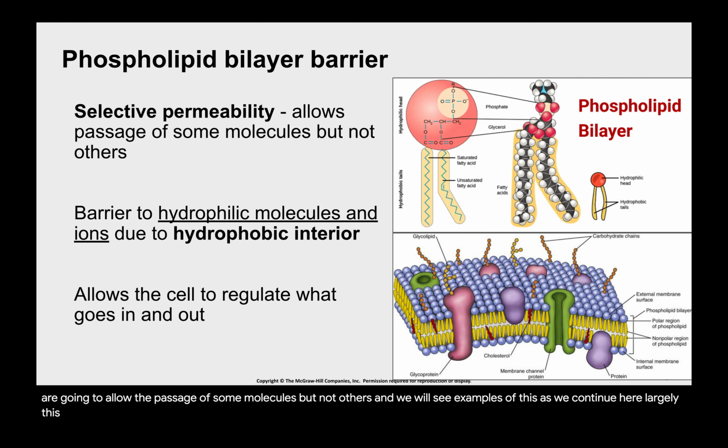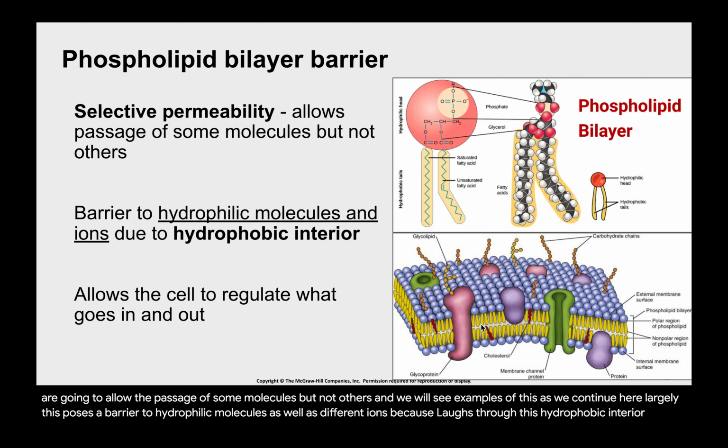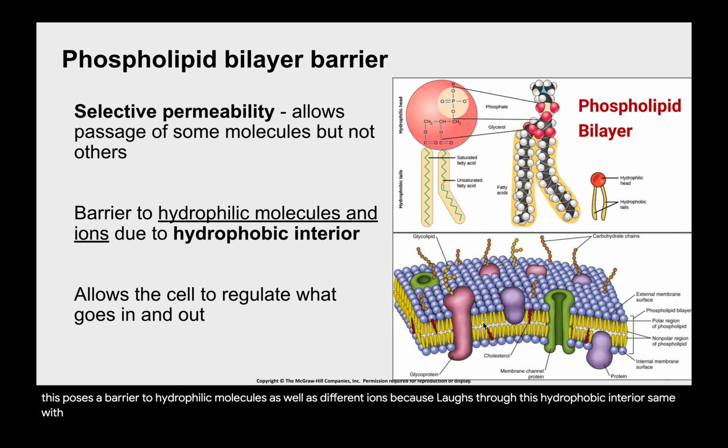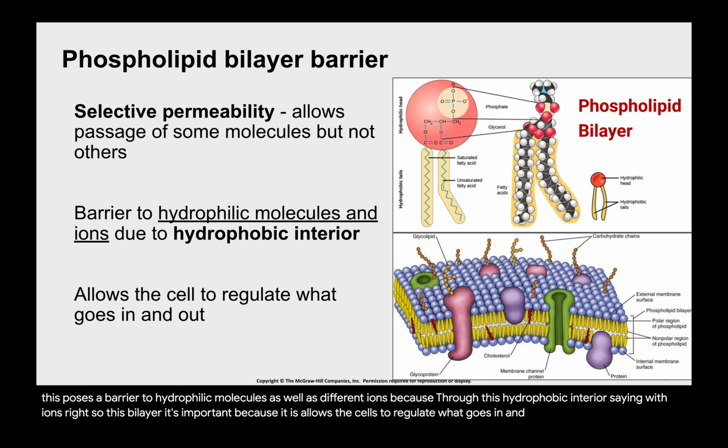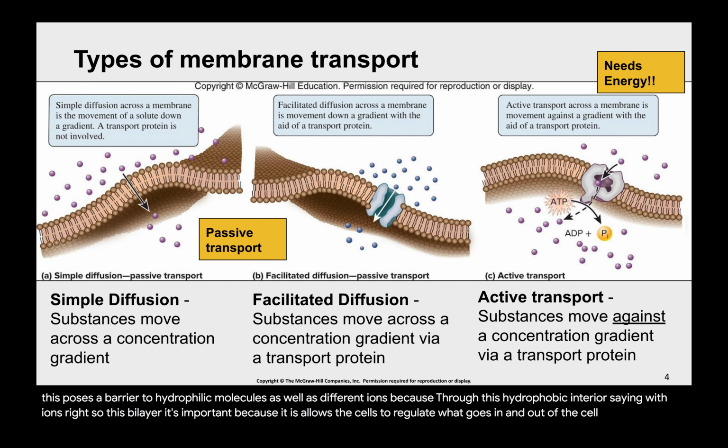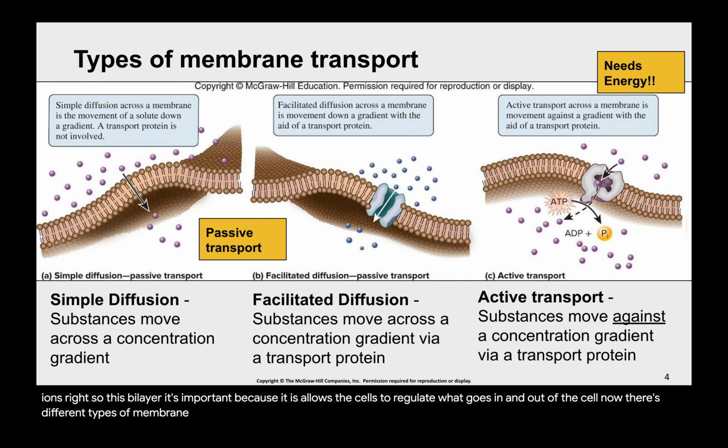Largely, this poses a barrier to hydrophilic molecules as well as different ions, because it's hard for a hydrophilic molecule to pass through this hydrophobic interior. Same with ions. So this bilayer is important because it allows the cells to regulate what goes in and out of the cell. Now there's different types of membrane transport.